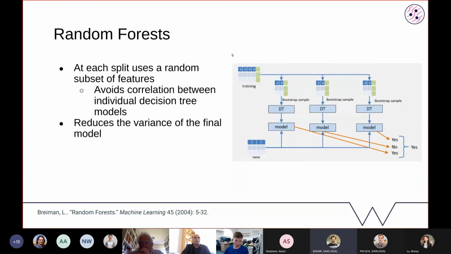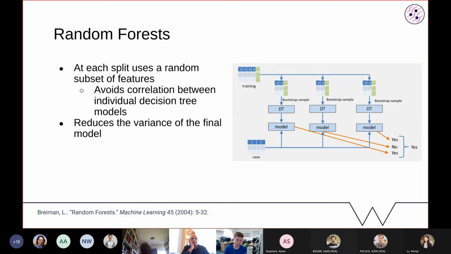Then random forests take this idea, and it was found that if you use a random subset of features, rather than the same features with different data samples, you can avoid correlation issues. What that means is, if you have 4 different features, for example features 1, 2, 3, and 4, it's better to train models on a subset of those. So one is trained on features 1 and 4, this one on 2 and 4, and this one on 3 and 4. This is important because it reduces the variance of the final model.